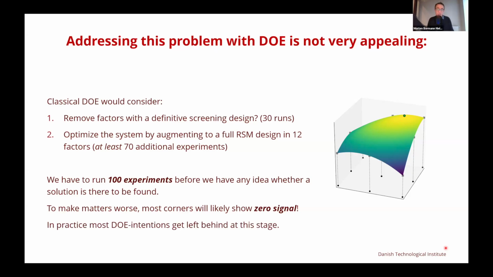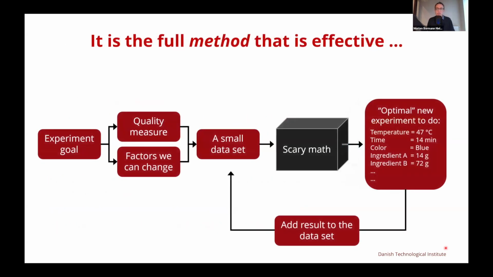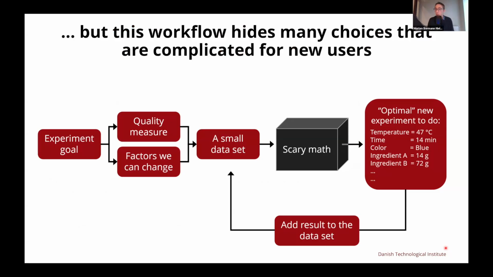And this is why in practice, people who work with complicated processes often struggle to implement classical DOE in their R&D department, because it takes a lot of work to build these kinds of models. But that said, I should stress that it is the full method that is effective. And you can certainly handicap the Bayesian optimization approach if you don't think about your goals and your quality metrics, and if you feed it bad data and so on. So we'll get back to that.